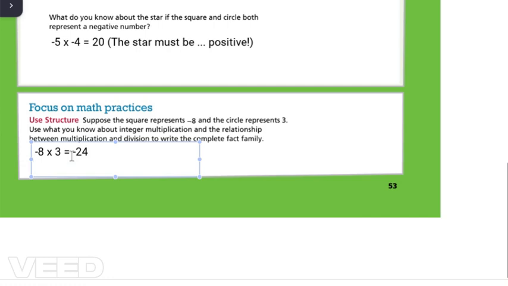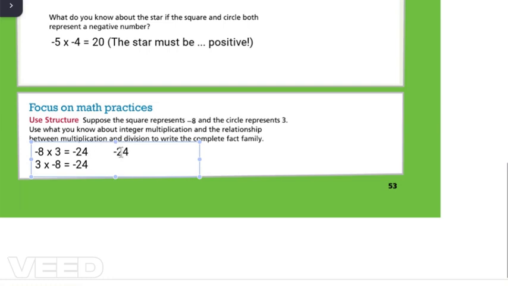Negative 8 times 3 is negative 24. And 3 times negative 8 is negative 24. Now we just need the 2 division statements.